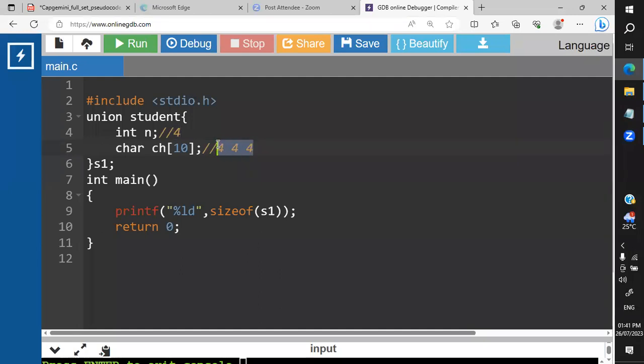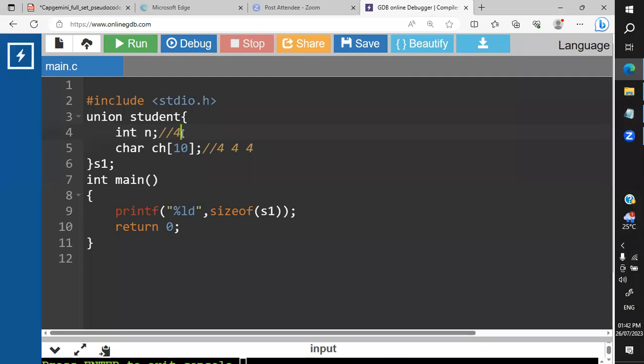Now, in this 12 bytes, can I store integer? Yes, obviously. It will not allocate memory for both of them. It will allocate memory for the character array, but in terms of multiples of the highest capacity member. The highest capacity member is integer. 10 is enough, but it should be in terms of multiples of 4 here. So that means it will be 12.